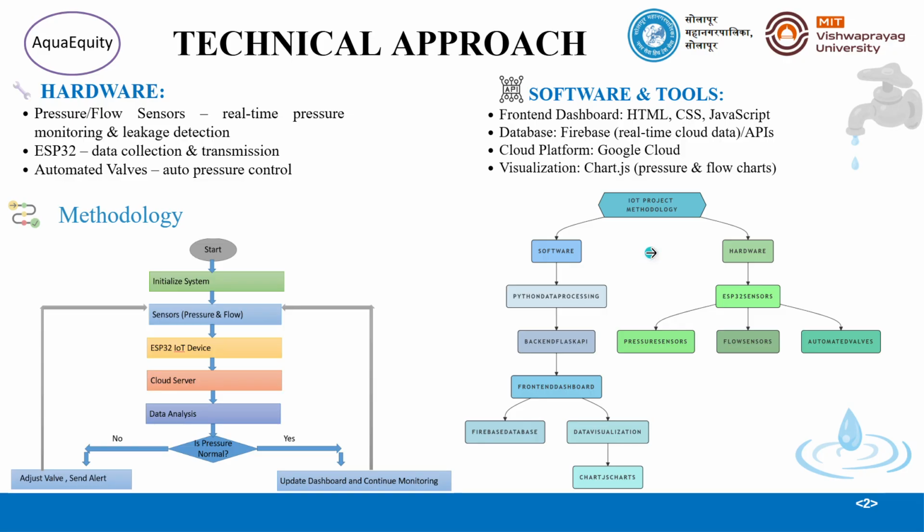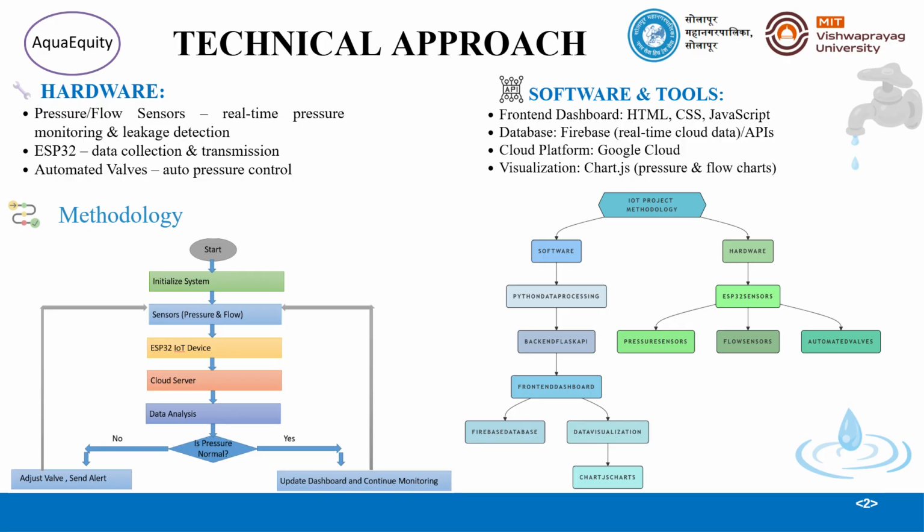After that, the Firebase and the data flow is given. Then the hardware and sensors that we use in the project: pressure and flow sensors for real-time pressure monitoring and leakage detection, an ESP32 for data collection and transmission, and automated valves for on/off, which can measure the pressure and allow the water flow or stop it.